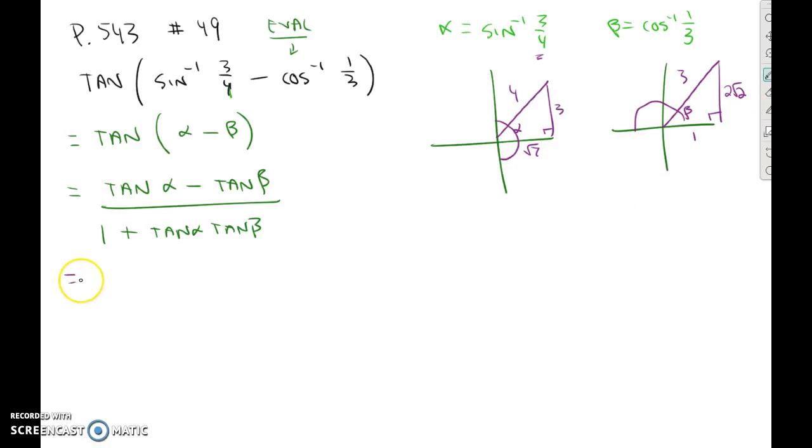All right, so back to this problem here. What is the tangent of alpha? Look to your alpha triangle. Tangent is 3/square root of 7, minus beta. Look at this triangle. Tangent is 2√2/1, over 1 plus the product of those same two numbers.